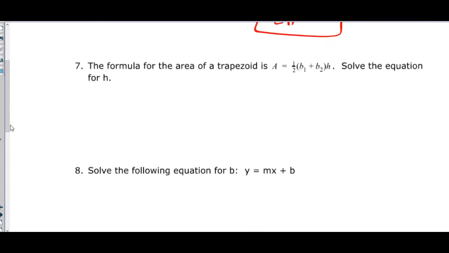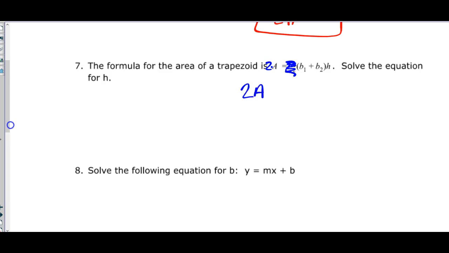The formula for the area of a trapezoid is A equals 1/2 (B1 plus B2) times H. Solve the equation for H. Okay, I see it's got a 1/2 multiplied to B1 plus B2, being multiplied to H. That's all multiplication. I have 1/2 times this times that. So I don't need to worry about the addition in the middle. I don't like this 1/2. I'm going to get rid of that by times 2 first of all. The 1/2 is easy to cancel out because you just double to make it balance out to 1.